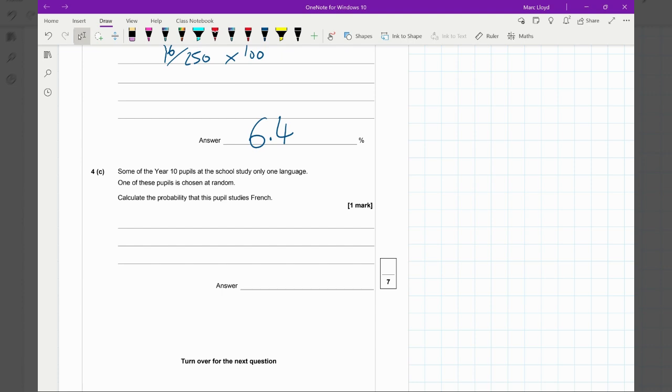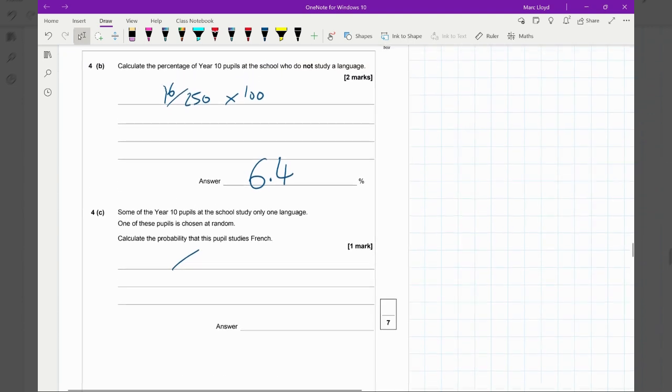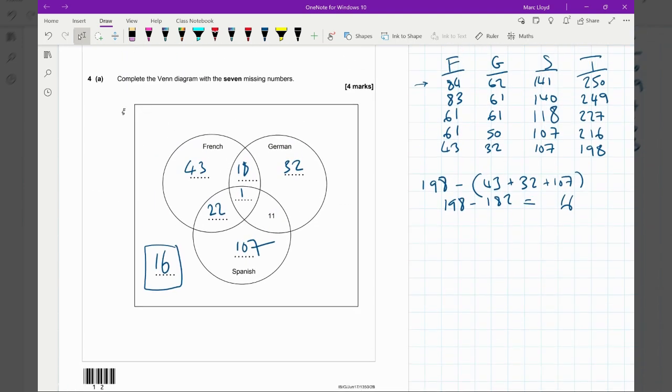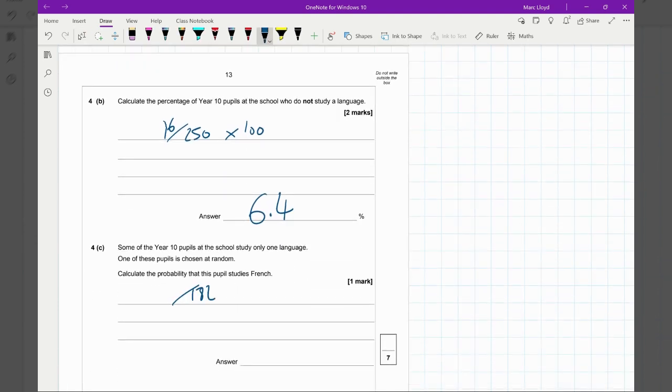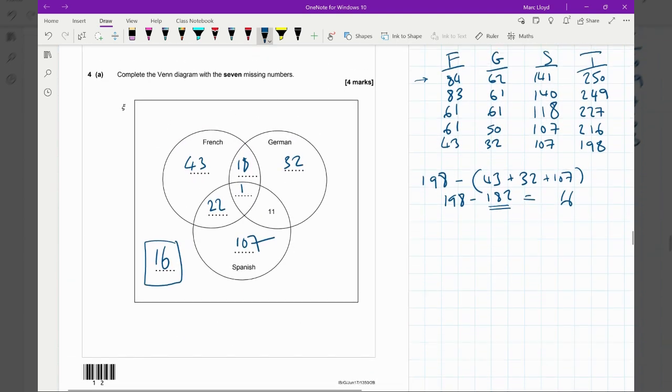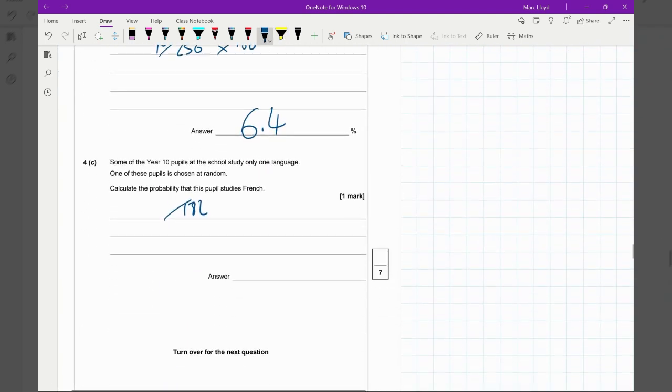Okay, some of the year 10 pupils at school study only one language. One of these pupils is chosen at random. Calculate the probability that this pupil studies French. So luckily we showed our work in there. That 182 is the sum of all the people who only study one language. So we can put that in there as our denominator. Next, we've got to consider these ones. These are the people who only study one language, and it's the French pupils we're looking for.